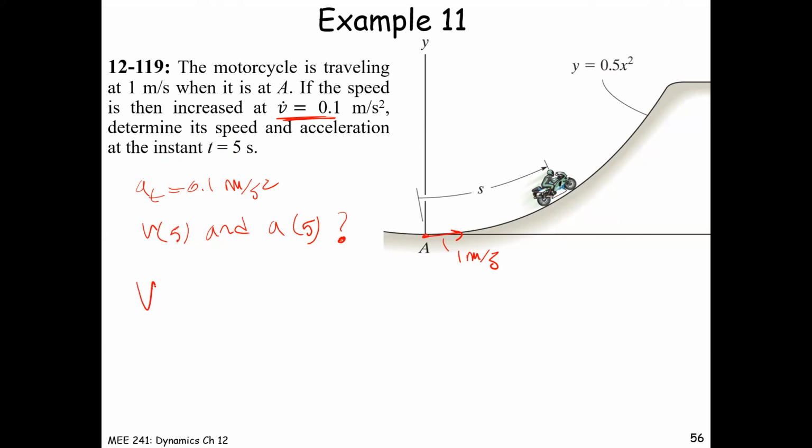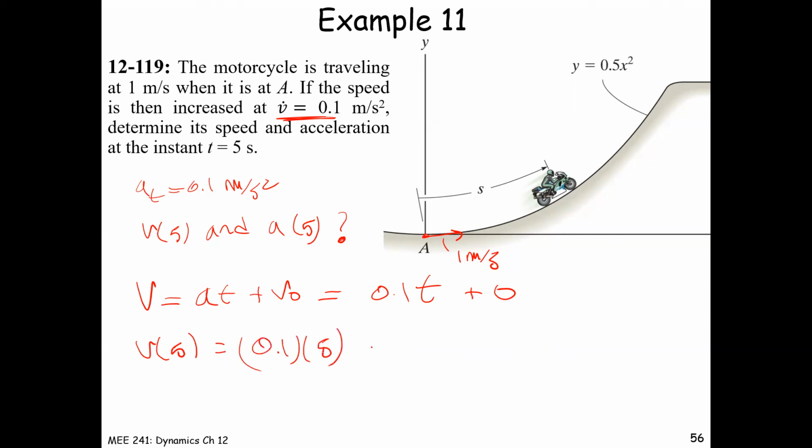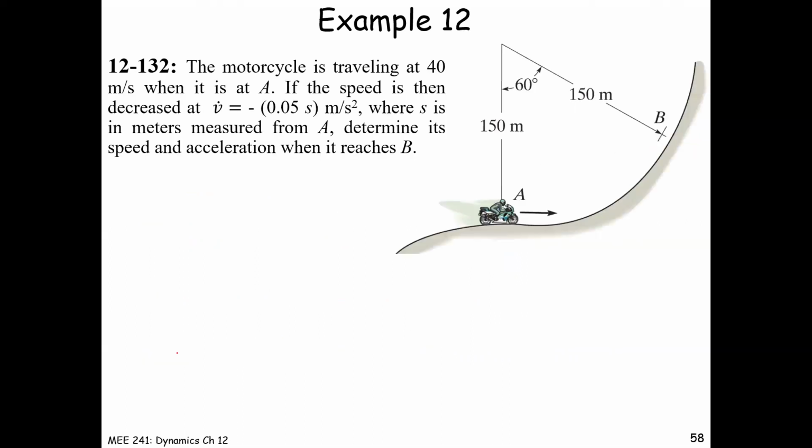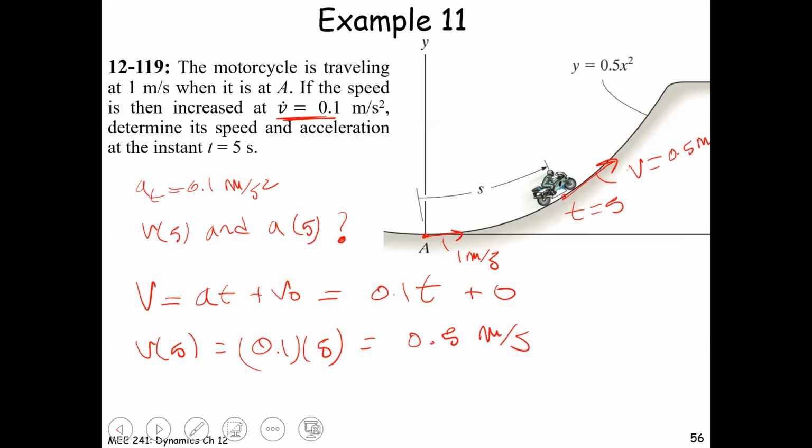So we're going to say that v is going to be equal to AT plus V0, right? Because here your acceleration is constant, right? So V is going to equal 0.1 times T plus 0. So V at 5 is going to be equal to 0.1 times 5, which is equal to how much? 0.5 meter per second. So now we know at T is equal to 5 seconds, basically your velocity is equal to 0.5 meter per second.